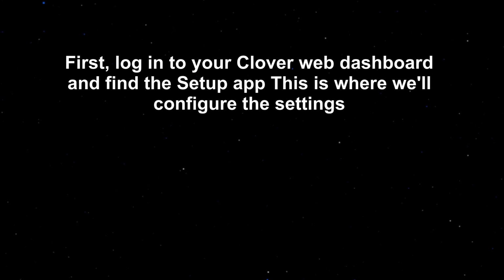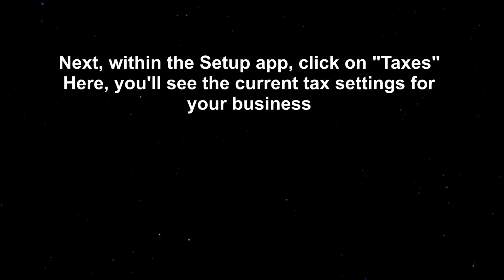First, log into your Clover web dashboard and find the Setup app. This is where we'll configure the settings. Next, within the Setup app, click on Taxes here. You'll see the current tax settings for your business.